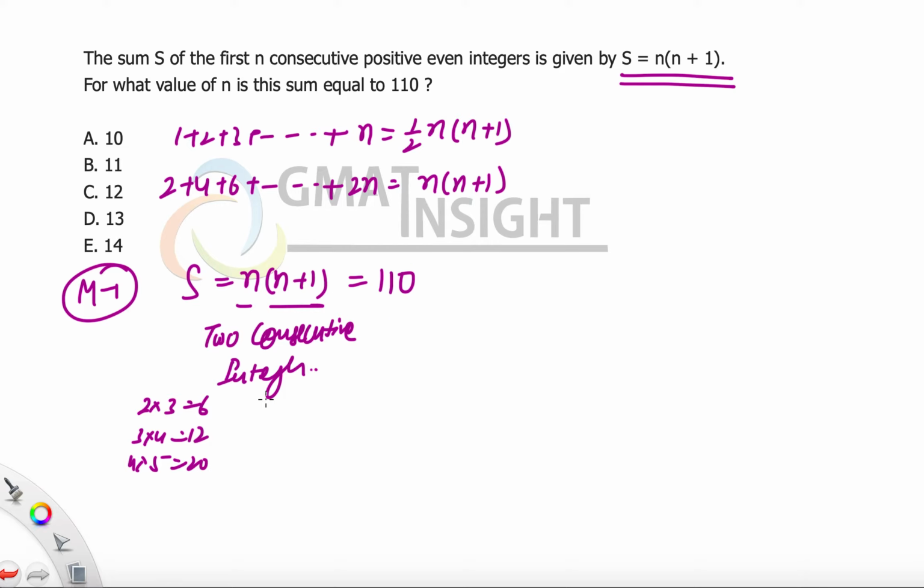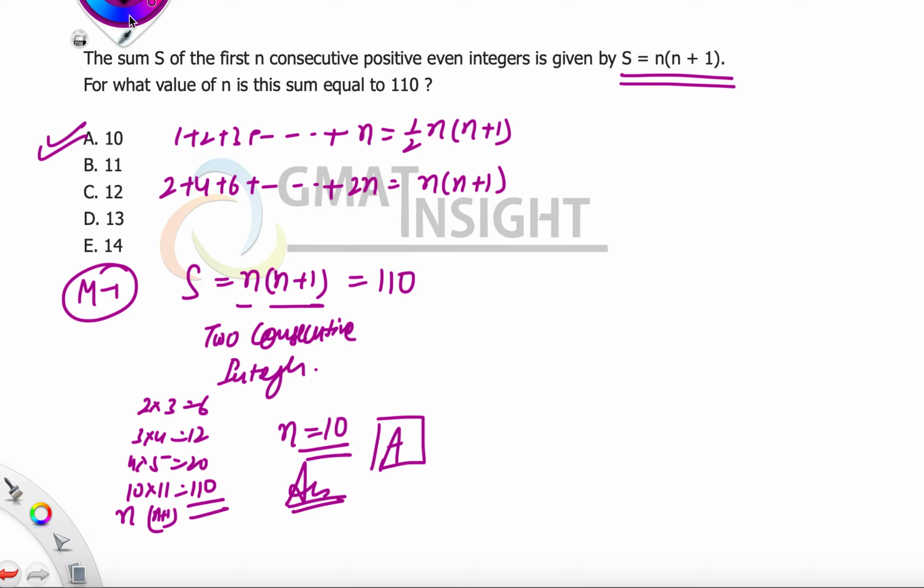Now you can see it's a multiple of 10, so let's see, 10 into 11 becomes 110. That clearly gives us that n has to be 10 and n plus 1 should be 11. So n becomes 10, and that gives us the answer for the value of n: n is equal to 10. So the answer is option A. That's method 1. Let me quickly discuss method number 2 with you.